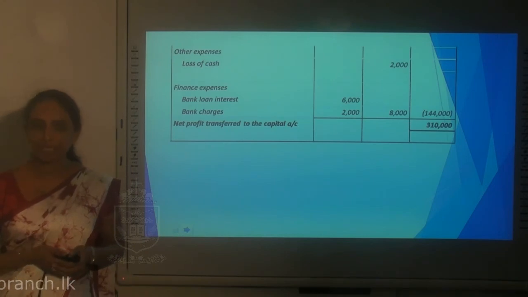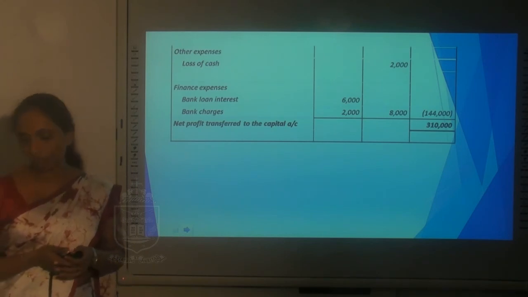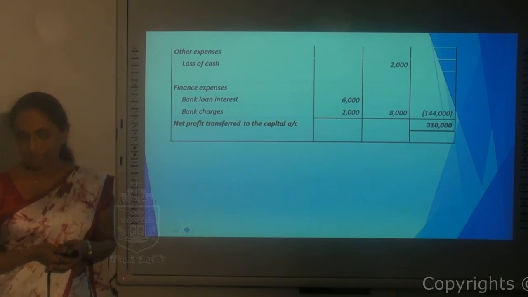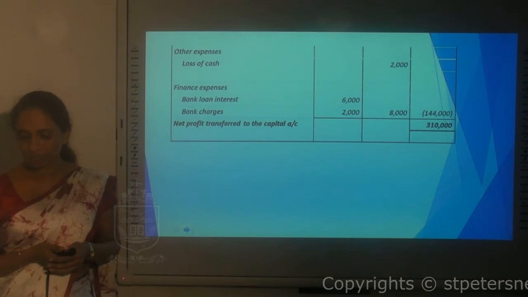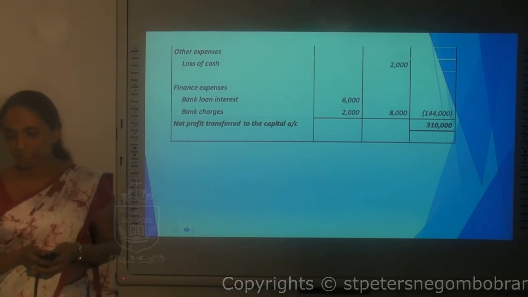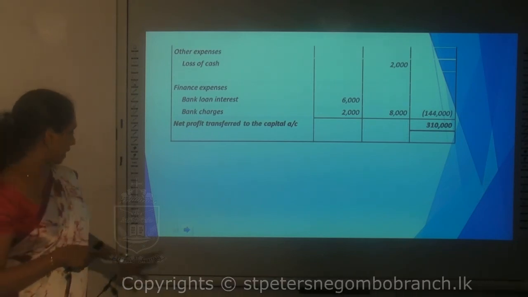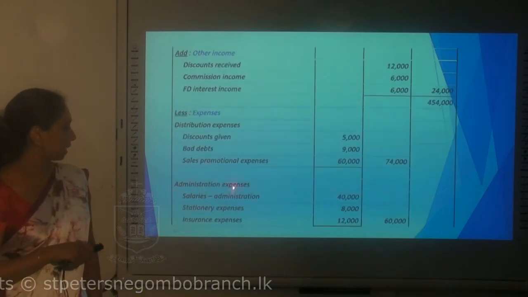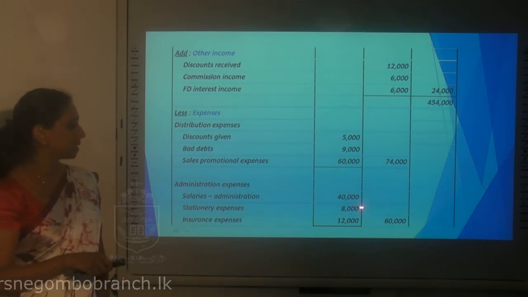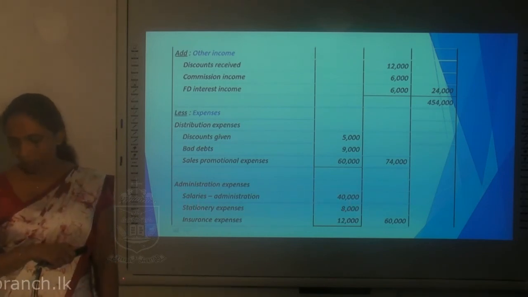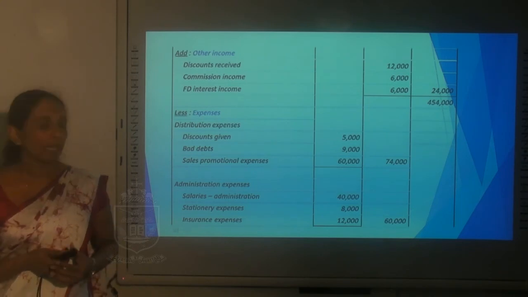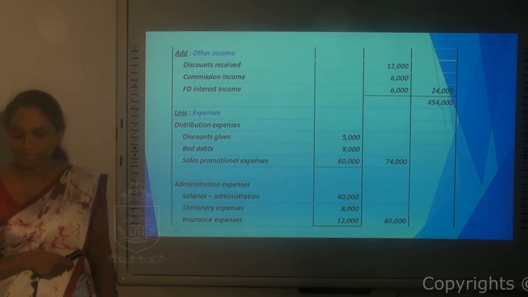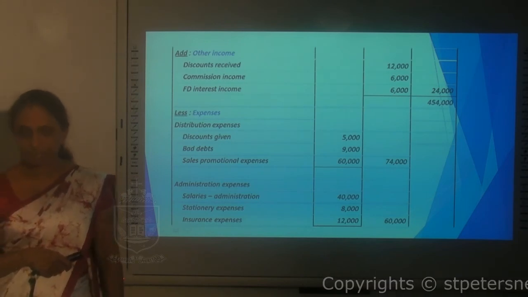Then we have the trade debtors. Are we going to take them? No, because they are current assets. Then we have the buildings. Again, we do not consider that because it's a non-current asset. Then we have the stationery expenses, again an administration expense. So under this category, we can mention the stationery expenses as 8,000. Then we have the cash balance. Are we going to take that? No, because cash is a current asset. So we will not take that.